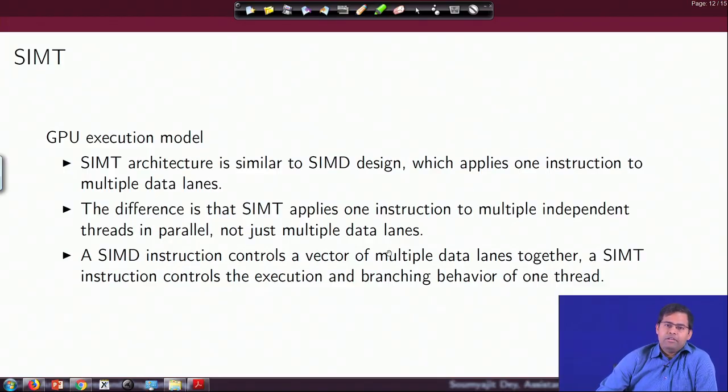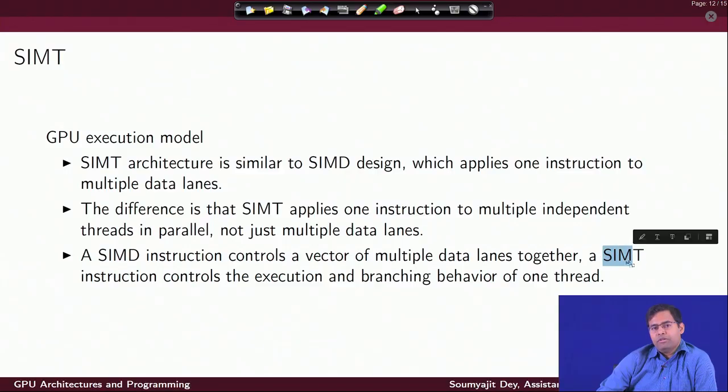When I say SIMT, it controls the execution and branching behavior of one thread, because when branching happens, these different threads may have different behaviors. That is why you have this instruction which would mean something for one of the threads, but it may mean something else. I may have one SIMT instruction which means something for one thread, but it is also going to mean something completely different, a different branching style, for some other thread. This is something we will explain in more detail later on.